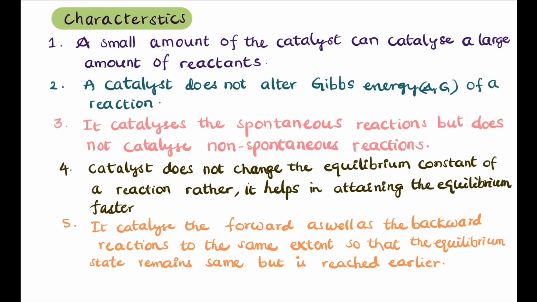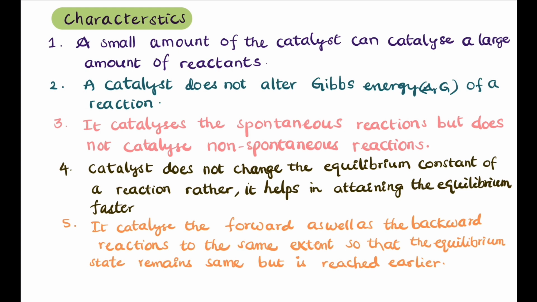Fourth one, the catalyst does not change the equilibrium constant of a reaction, rather it helps in attaining equilibrium faster, because we know Kc for a reaction is fixed. It changes only with temperature, stoichiometric coefficient, or when the equation is reversed, but it does not depend on any other parameter. You studied this maybe in first year also. Therefore it does not change the K value. Kc is equal to K forward by K backward, therefore it does not change the equilibrium constant, but it helps to reach it very fast.